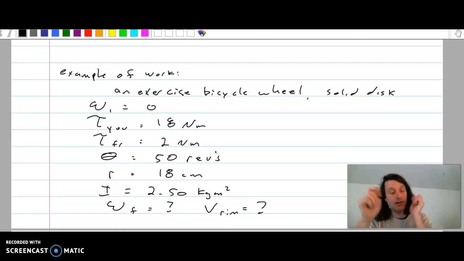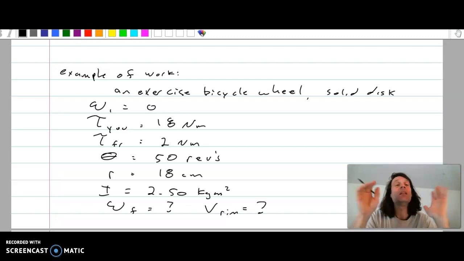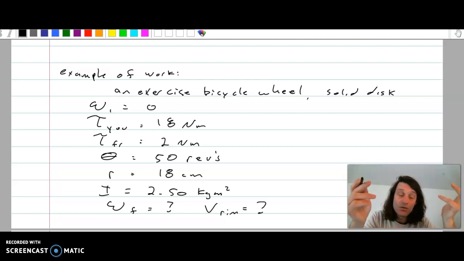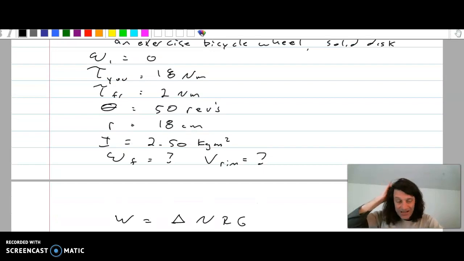But let's do this example, an exercise bicycle wheel. So it's going to be a stationary bike. It's initially not moving, so its initial velocity is 0. Then you get on that sucker, you start applying a torque. 18 Newton meters, you're fighting 2 Newton meters worth of friction. You go through 50 revolutions. Its radius is 18 centimeters. I went ahead and just told you the I, numerical I, is 2.5.